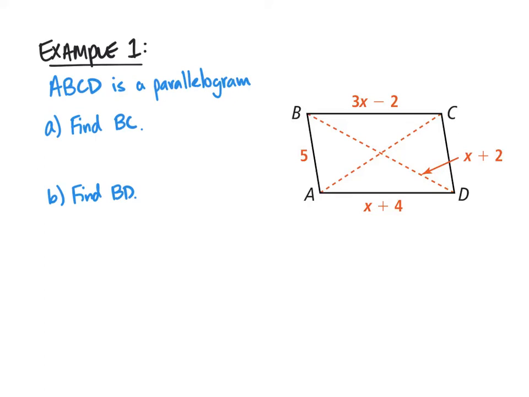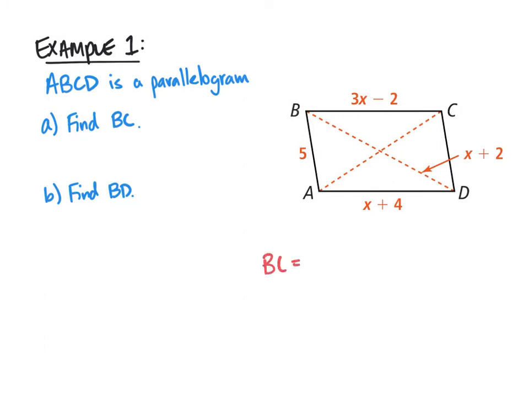In this first problem, we can see that we have a parallelogram, and we have to find both the length of BC and the length of BD. So let's start off by finding the length of BC. We can see that it's represented as 3x minus 2. And we also need to remember that in a parallelogram, the opposite sides will be congruent. So what that tells us is that the length of BC will be equal to the length of AD.